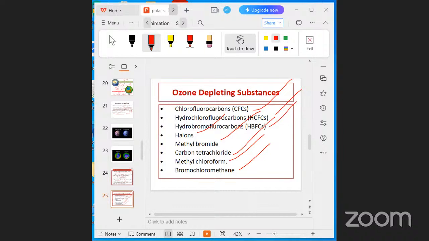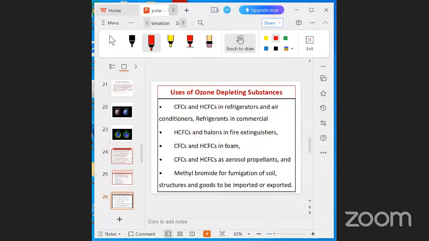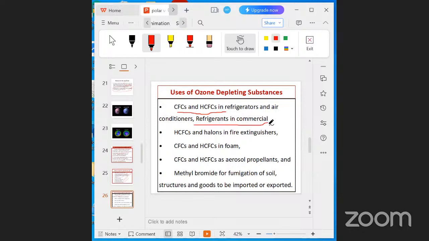And what did we use ozone depleting substances for? The main uses include chlorofluorocarbons and hydrofluorocarbons in refrigerators and air conditioners, and some in commercial use. Also chlorofluorocarbons and halons in fire extinguishers, chlorofluorocarbons and hydrochlorofluorocarbons in foam, and as aerosol propellants, and methyl bromide for fumigation of soil, structures, and goods to be imported or exported.